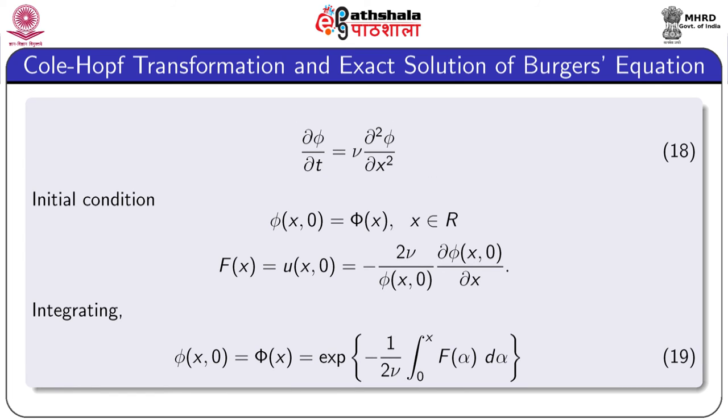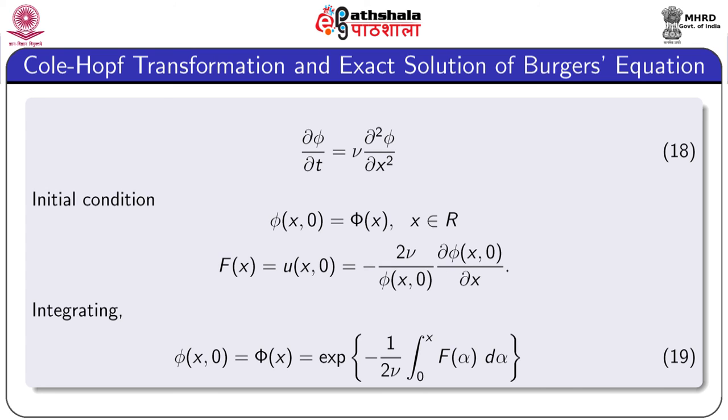Thus, in terms of variable phi, it becomes ∂phi/∂t equals nu ∂²phi/∂x². And you can see that this is a linear second order equation with constant coefficient. So, it is very easy to solve. And this equation contains only the diffusion term. The nonlinear terms vanish. So, we are going to solve equation 18 together with the initial condition.